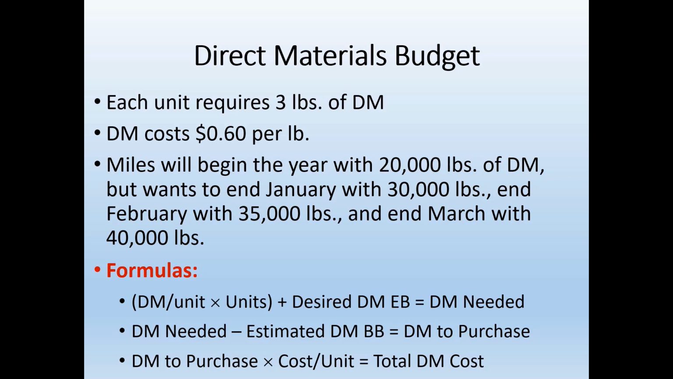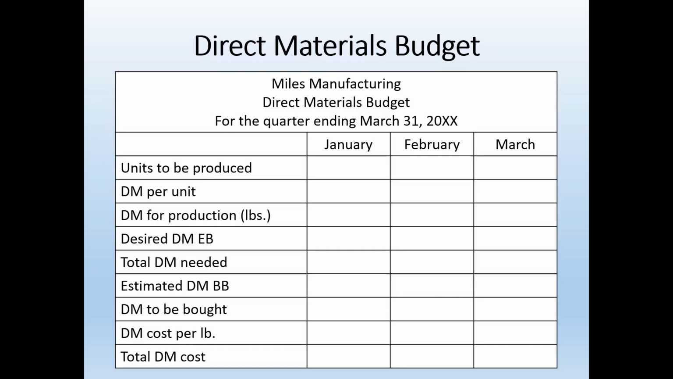Remember that the direct materials budget is based on the number of units that the firm expects to produce, not the number of units that the firm expects to sell. So we go back to the production budget, not the sales budget, to get the number of units that the firm wants to produce in January, February, and March.